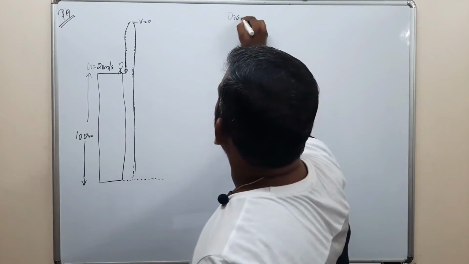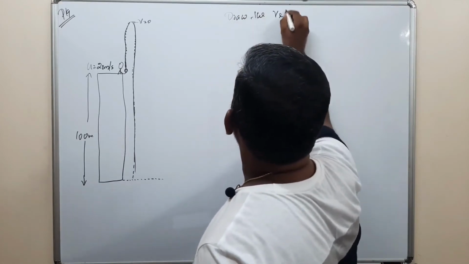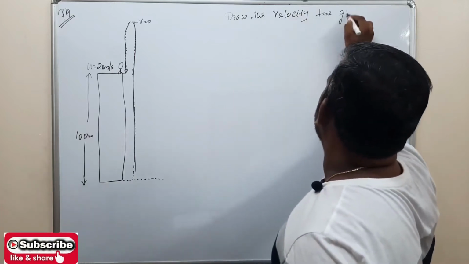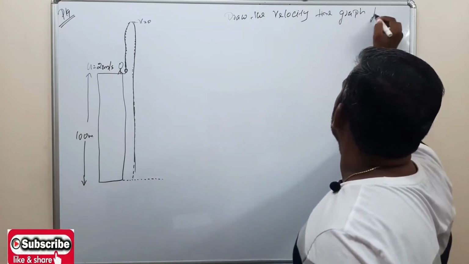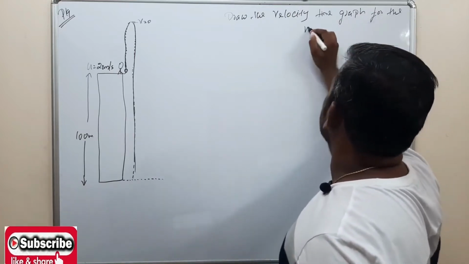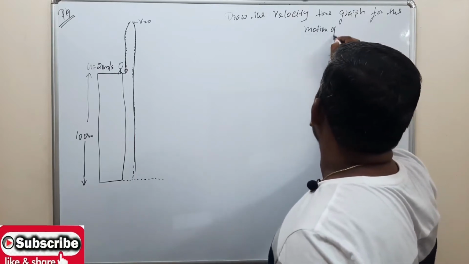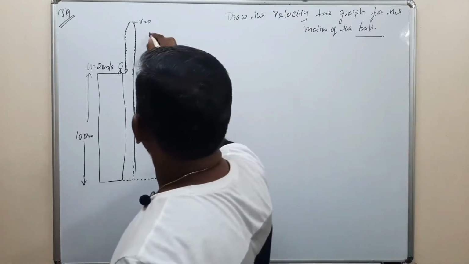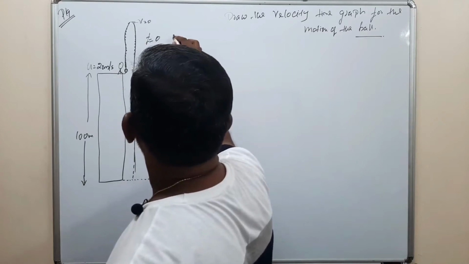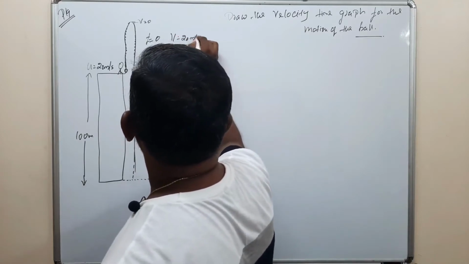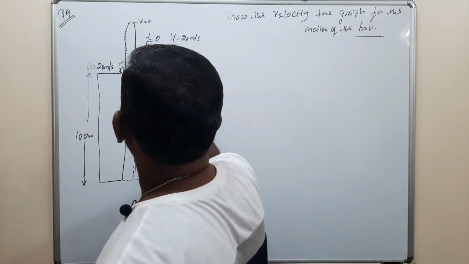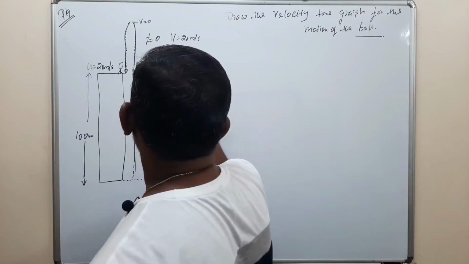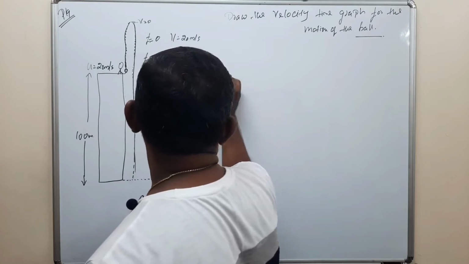So draw the velocity time graph for the motion of the ball. At time t equals 0, what is the velocity? Velocity is equal to 20 meter per second. At t equals 2 seconds, velocity is equal to 0. At t equals 4 seconds, velocity is equal to minus 20 meter per second.